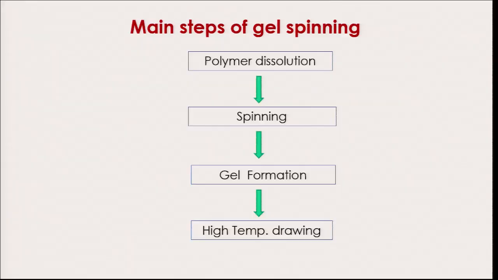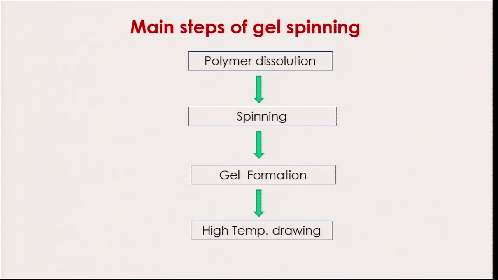Now, having understood the basic principle or concept of critical concentration and gel spinning, let us look at what are the main steps in the process of gel spinning. What do we need to do? So, the first step is I need to make a solution of the polymer. I can't spin it from the melt, right. I have to make a solution of the polymer closer to the critical concentration, little higher than critical concentration.